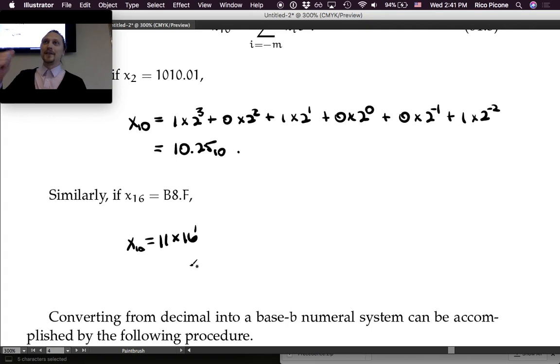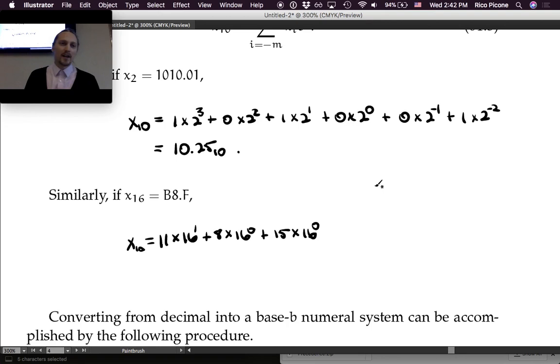So plus, and then 8 is just 8, conveniently, in base 10. And F is 15, right? 16. No, 15. So times 16 to the 0 plus F is 15 times 16 to the 0. It's 15 because we counted 0 as one of them. There are only 16 characters. Yep. And this comes out to be 184.9375. Okay. So, that's a fun one.